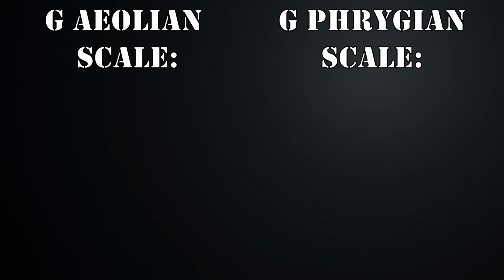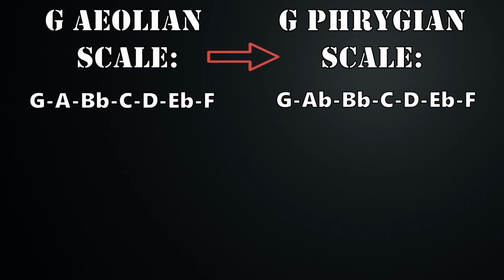However, some patterns are easy to memorize, as when switching from Aeolian to Phrygian, for example, we have to change only one note, and this is the second note, which is A in G natural minor, and it converts to minor second, A flat, in the G Phrygian scale. This is how it looks.